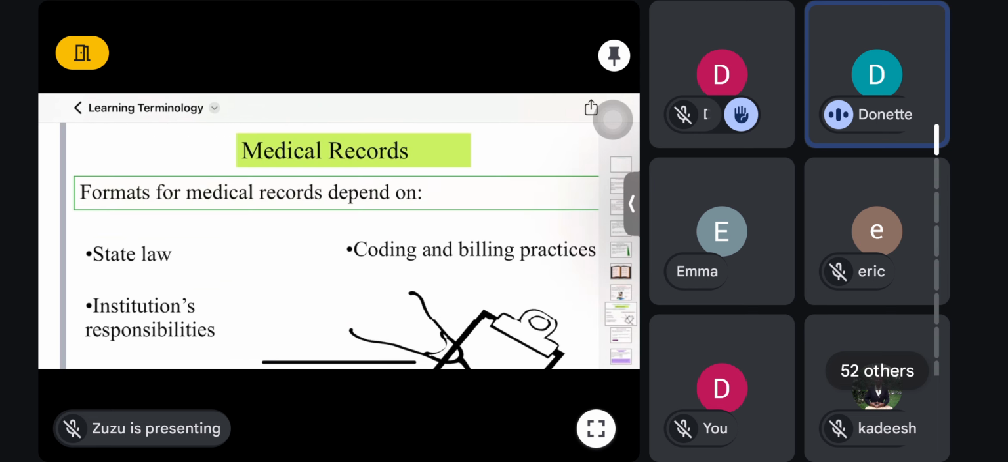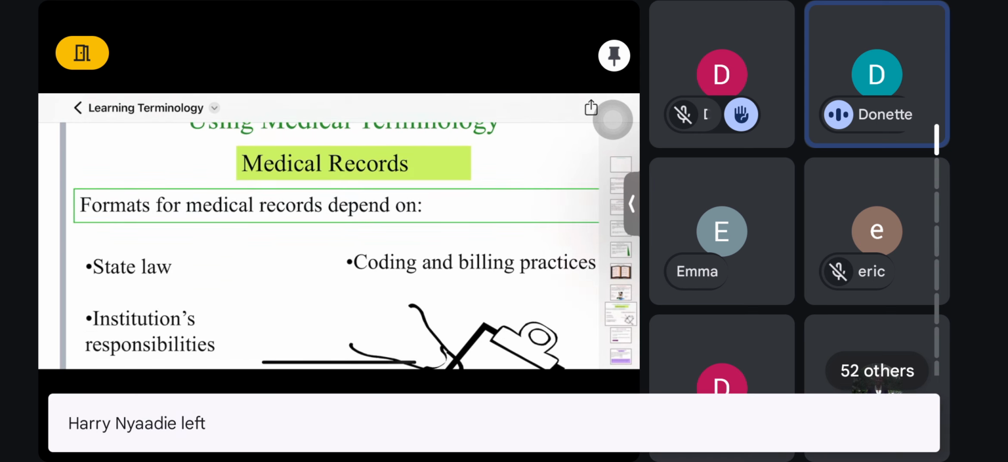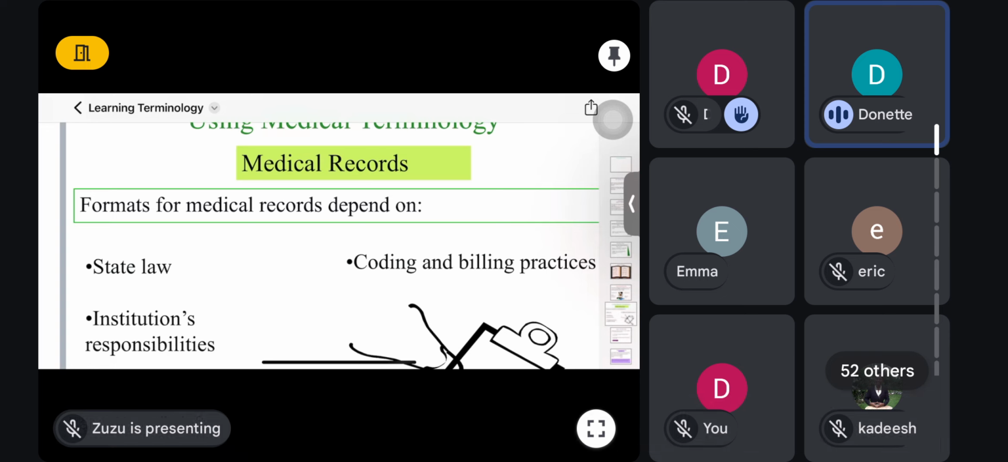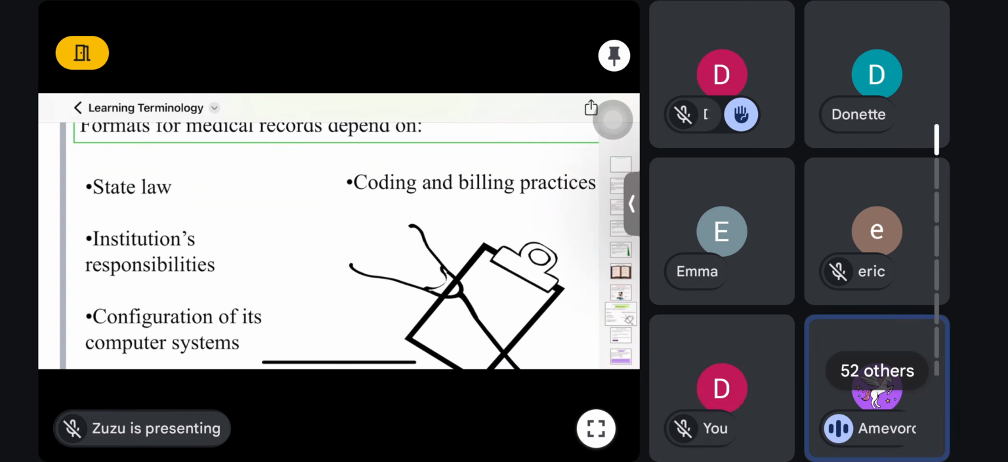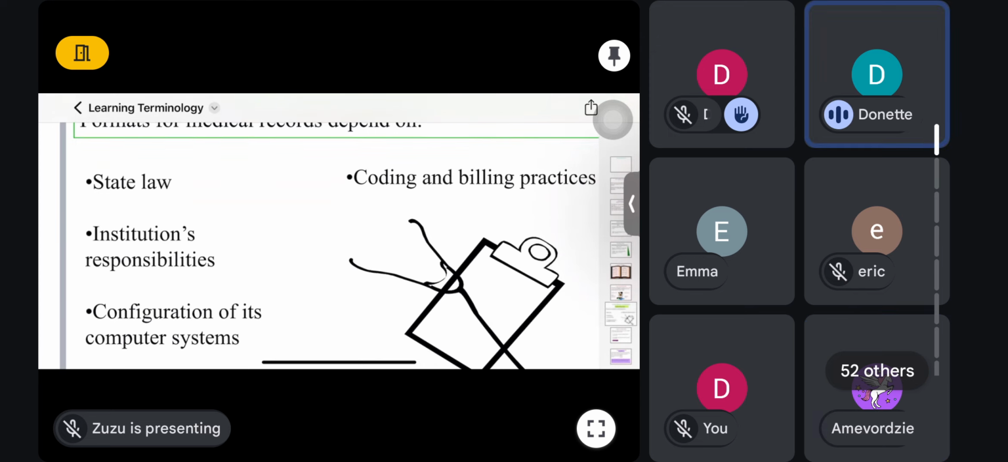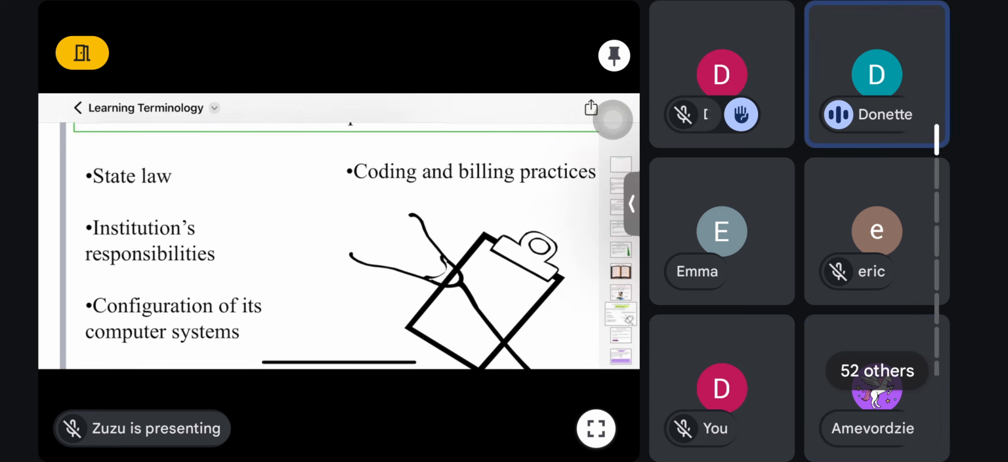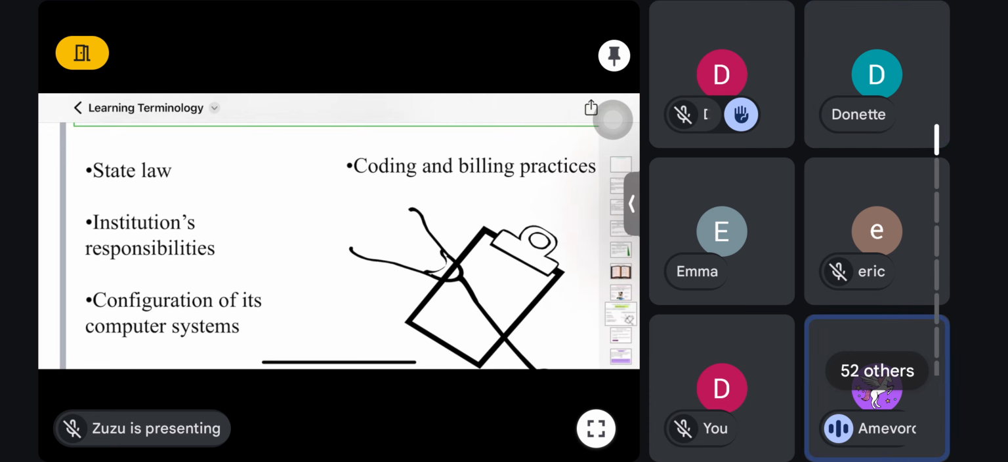Medical records. The format for a medical record depends on the location you are functioning in, the jurisdiction in which you are practicing, the coding and billing practices, institution, responsibility.